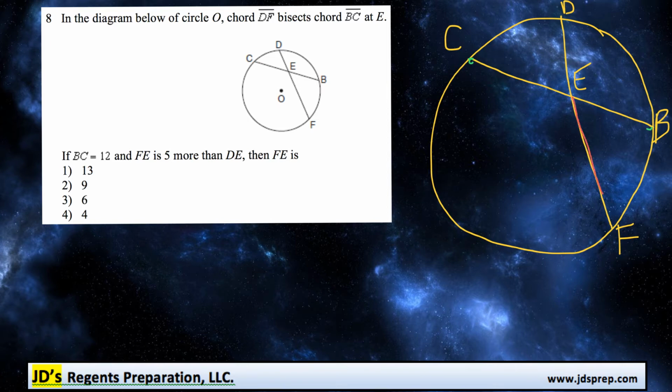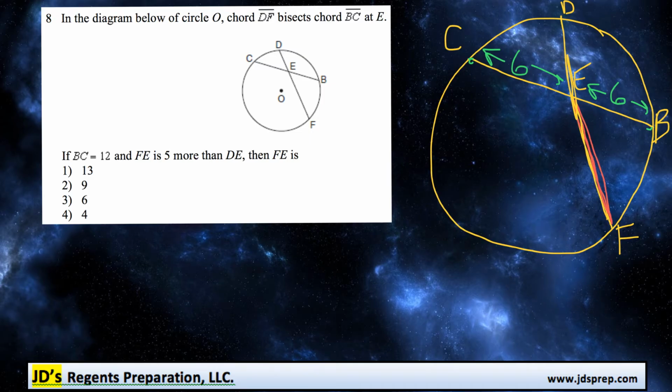So what we're trying to find is the distance from E to F. The information that we're given is that the distance from B to C is 12. We also know that the chords bisect each other, or it bisects in particular BC, meaning this line here cuts the line BC in half. So since BC is 12, it's cut in half. Half of that is 6. So we know the distance from C to E is 6, and also from E to B is 6.